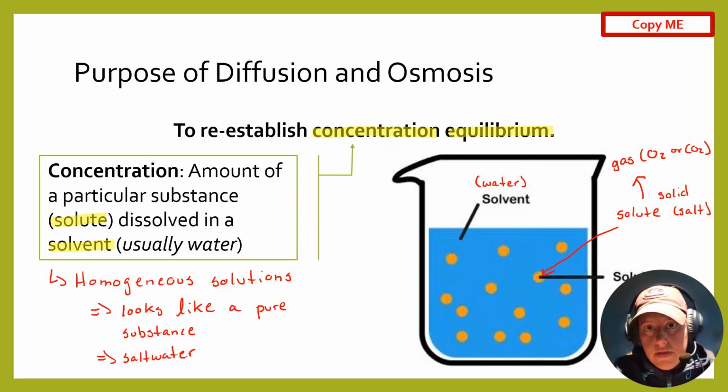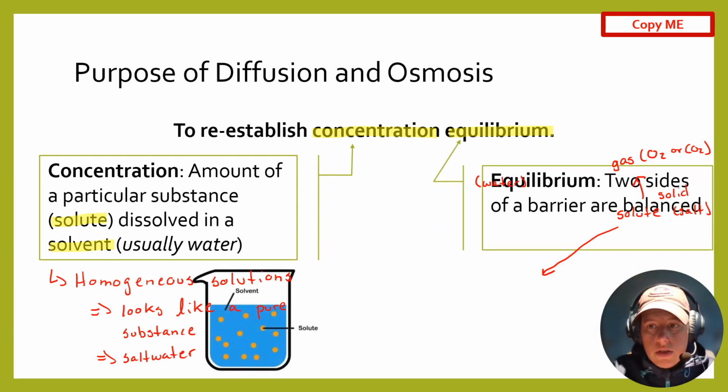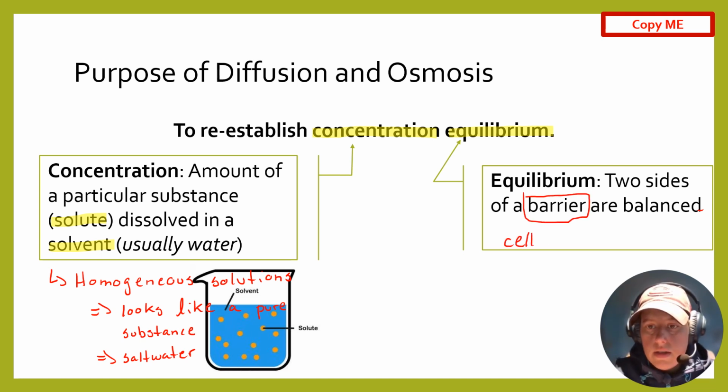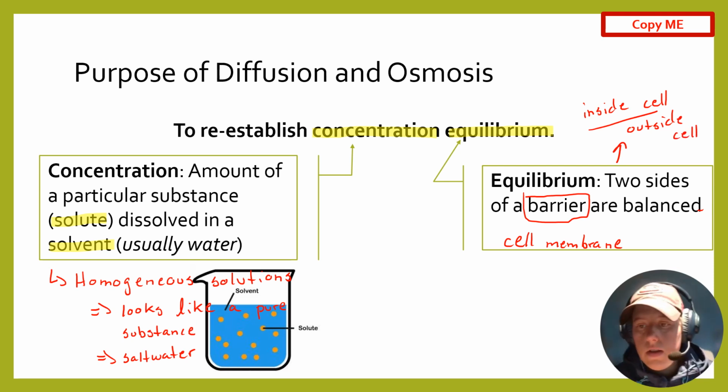Now, the second word we have to define is equilibrium. Equilibrium is when two sides of a barrier are balanced. Our barrier that we're talking about right here is going to be, you guessed it, the cell membrane. So basically we want the inside of the cell and the outside of the cell to be balanced.